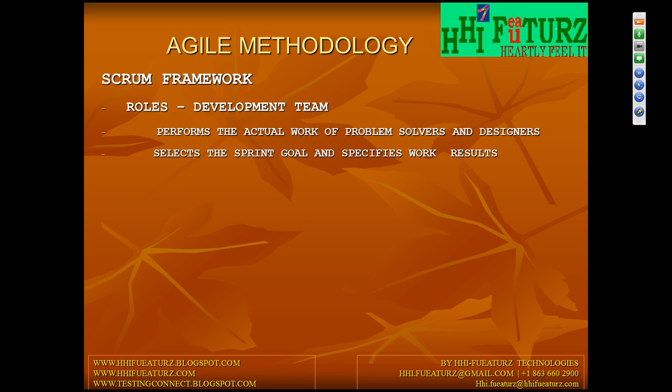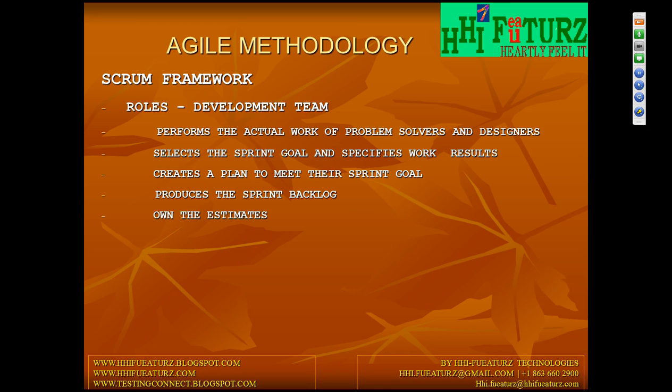Development team. Okay, so these people, the development team or testing team, in agile methodology you will call them scrum teams. Okay, so they perform the actual work as problem solvers and decision makers. They select the sprint goal. The developer, what will he be doing? Whatever plans you plan for the sprint, he will be taking up those user stories and developing. Okay, so they produce the sprint backlog based on the estimates.